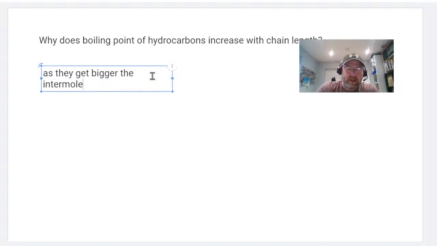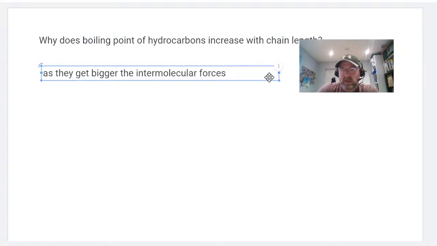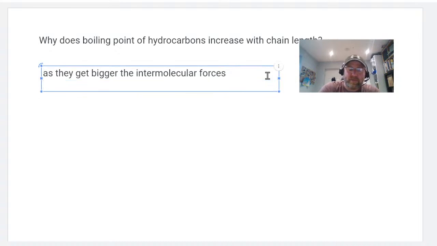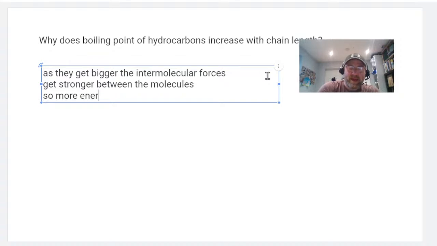It's the intermolecular forces, those weak intermolecular forces. At A level, they're called van der Waals forces or London forces, but they're weak intermolecular forces. So as they get bigger, the intermolecular forces get stronger between the molecules. I don't really need to write between the molecules because the very name, intermolecular forces, already says that. So more energy is required to overcome them, break them, whatever you want to say.